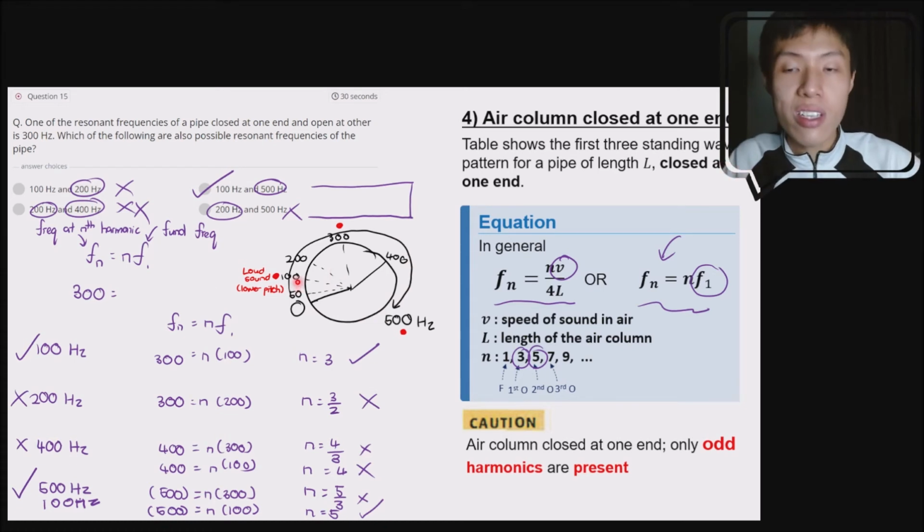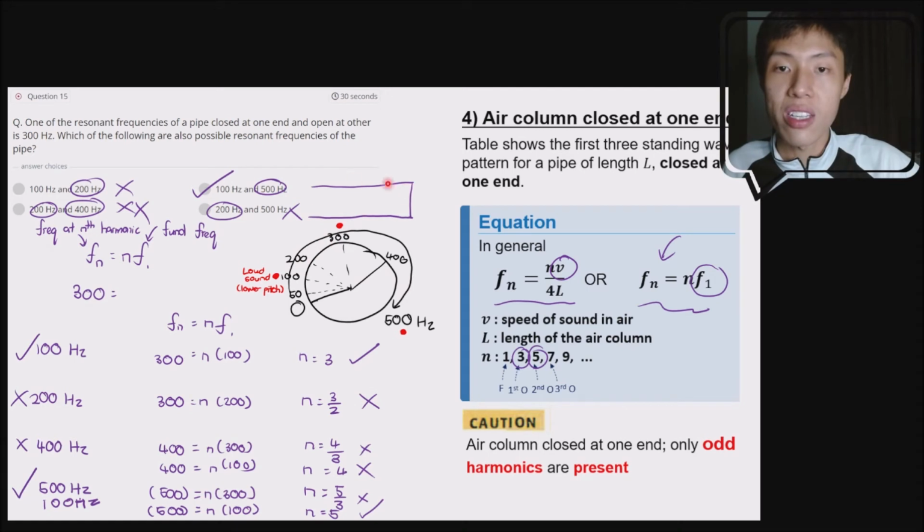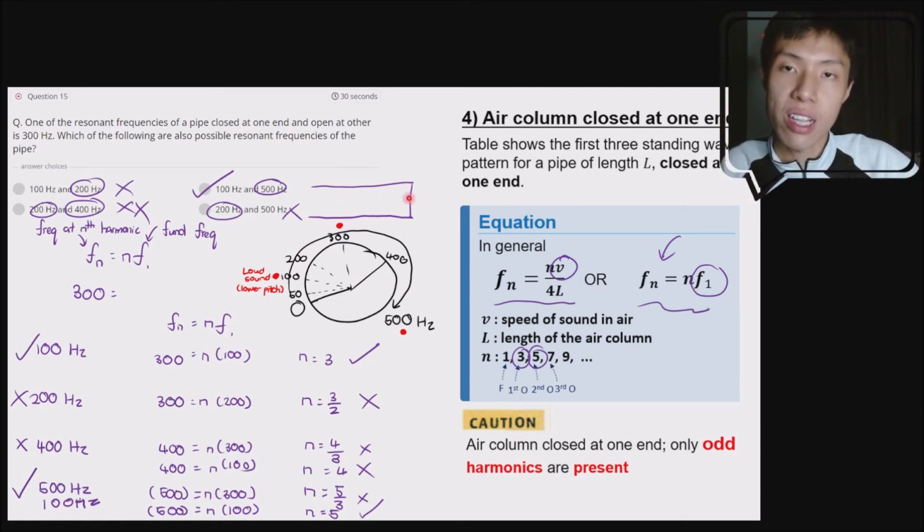Okay, so resonance only happens at a certain frequency. In this case, it's happening at 100 hertz, 300 hertz, and 500 hertz. So you hear louder sound when you are at resonance, and when you are not in resonance, the standing wave produced in the pipe is a very random kind of wave, so you cannot hear a loud sound from it. Only at this certain resonant frequency can you hear a loud sound with the correct pitch.